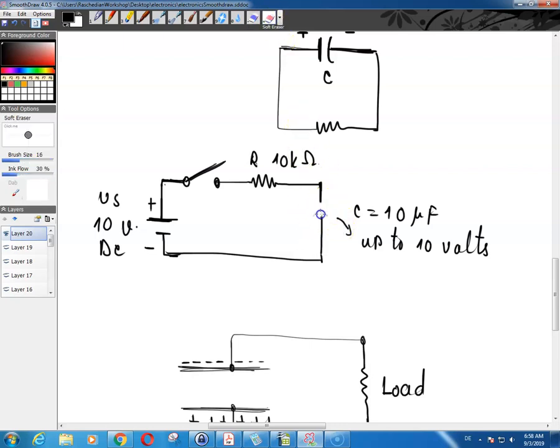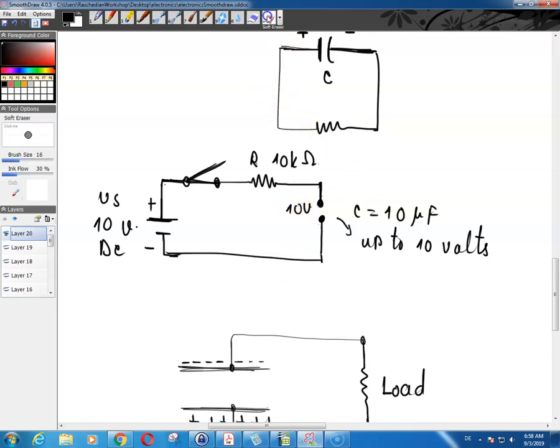Suppose that you didn't have the capacitor over here, and you had these two open points in the circuit, and suppose you close the switch over here. Then, if you close the switch and this part of the circuit is open, the full power supply voltage would appear over here, which would be basically 10 volts.